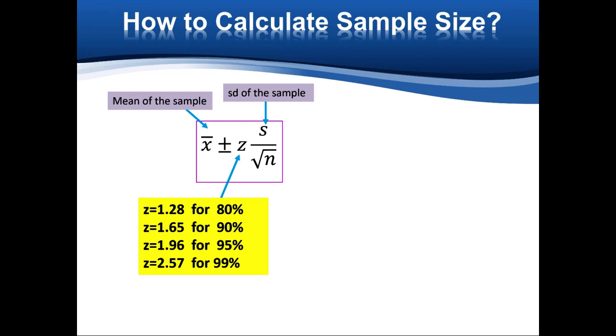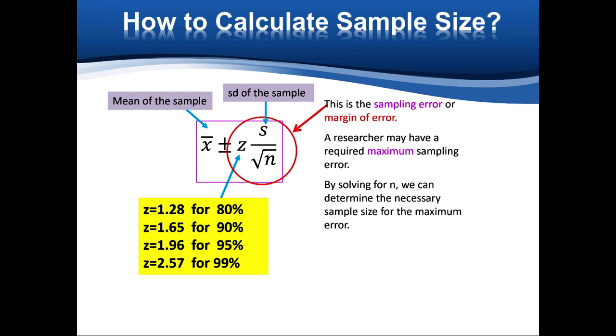Remember that the confidence interval is using sample mean x bar plus and minus something. This something is called sampling error or margin of error. A researcher may have a required maximum sampling error. By solving for n, we can determine the necessary sample size for the maximum error. That is, the sample size n can be calculated by this formula.